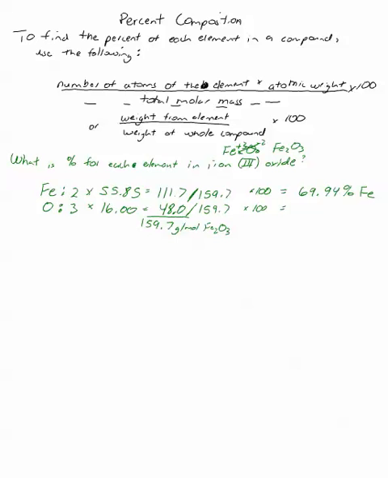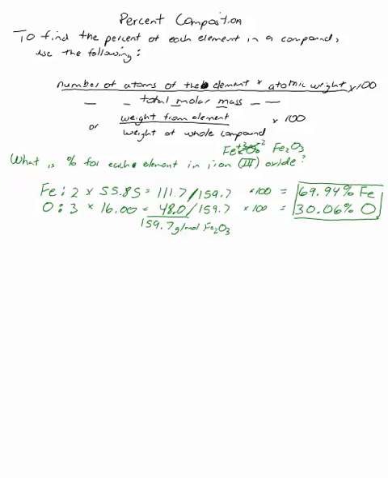So take the 48.0 divided by 159.7, multiply by 100, and you should get 30.06%, again, of the weight came from oxygen. Now, this is your final answer. How can you check it? Well, your percentages should always add up to be 100. So that's a good way to check it out.